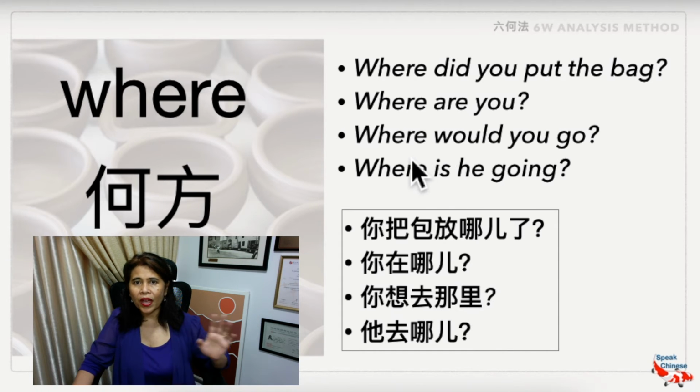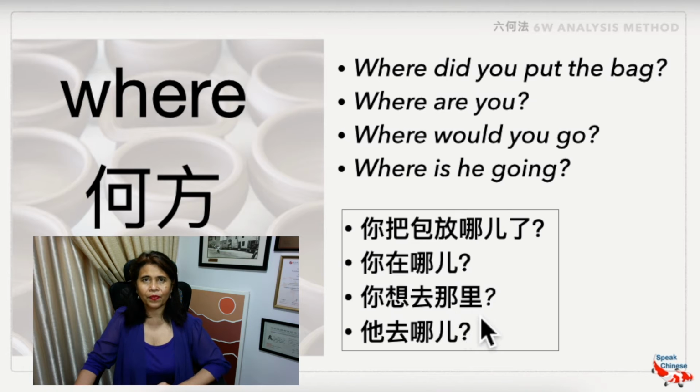When we use the word where, we need to use 哪儿. There is a 口字旁 in 哪儿. This is 那儿. So make sure when you're reading the word, it is not 哪儿, this is 那儿. Where is he going? 他去哪儿? So you know what is the word for where? It is 哪儿.